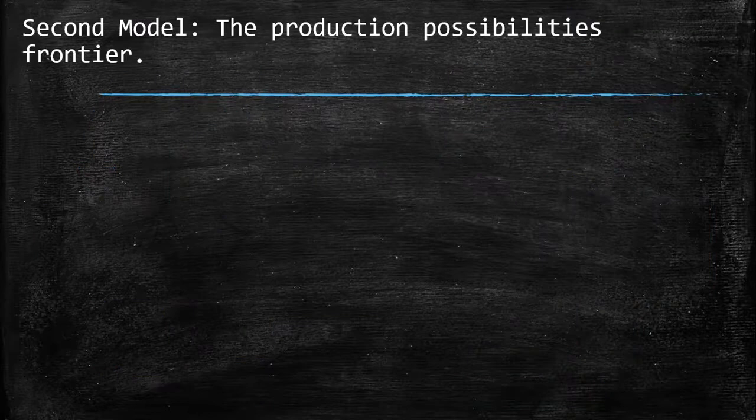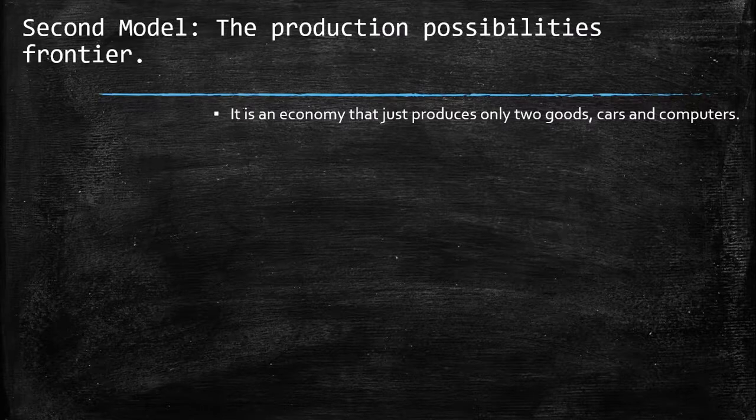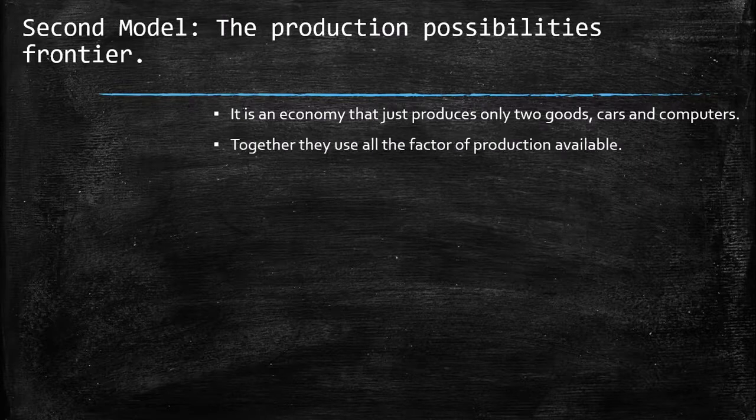Okay, this is our first model, and we can grasp in a basic way how the economy works. So the second model that I'm going to present is the production possibilities frontier. We have to assume in this case that the economy produces only two goods, so we can say cars and computers, in order to follow the same example of the book, and together they use all the factors of production available.